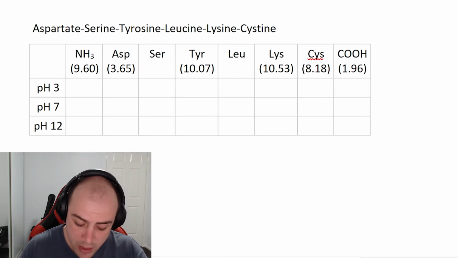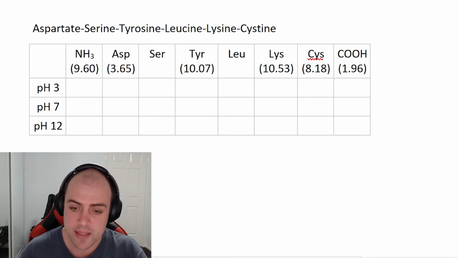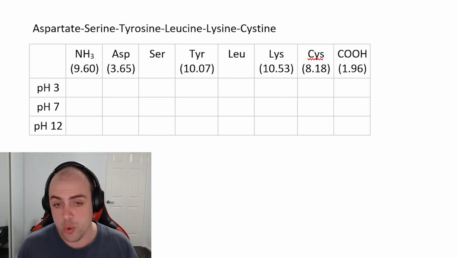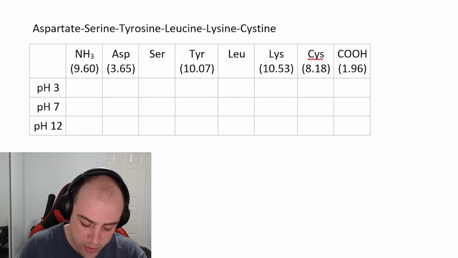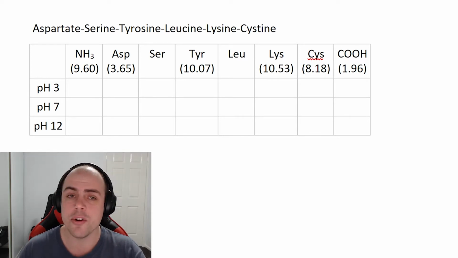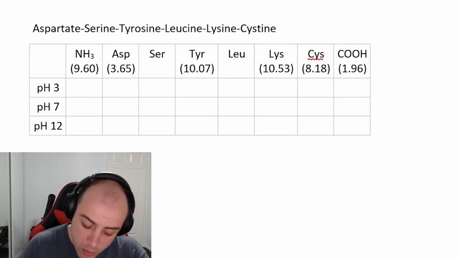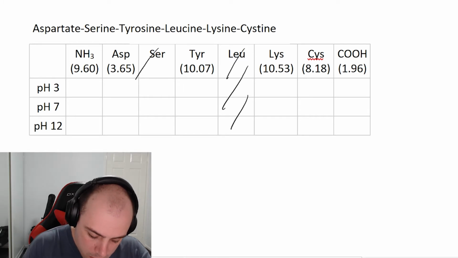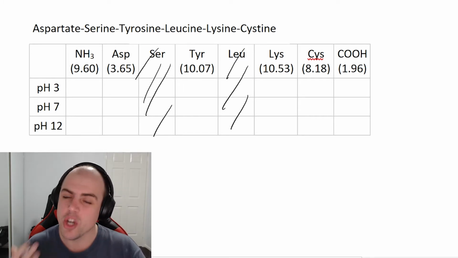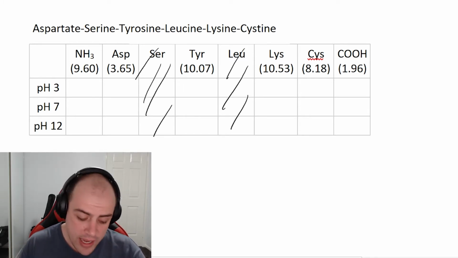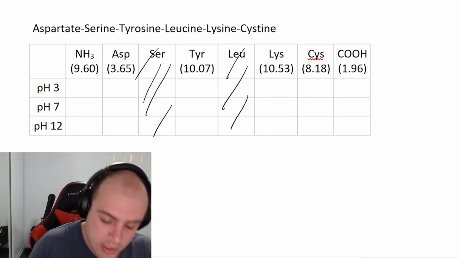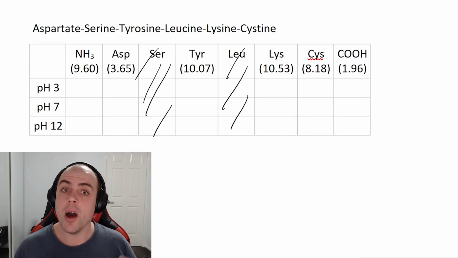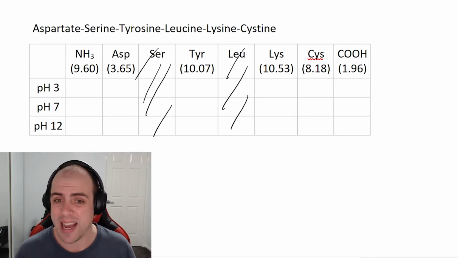The next thing that we need to ask ourselves by looking at this table is, do all of these amino acids have ionizable R groups? Looking at serine and leucine, those R groups are non-ionizable. So what this means is we can cross them out. We don't need to consider them in our calculations of the charge or the isoelectric point purely because they are unable to change either factor.